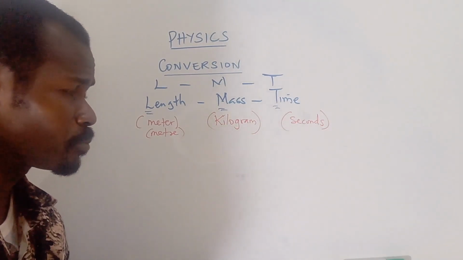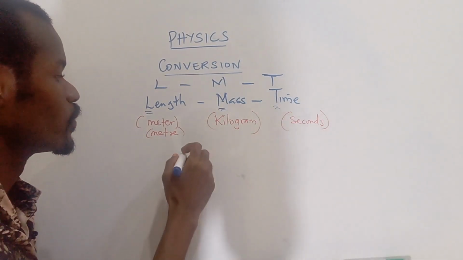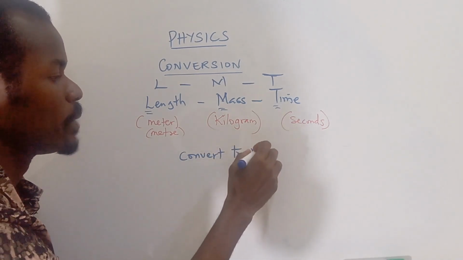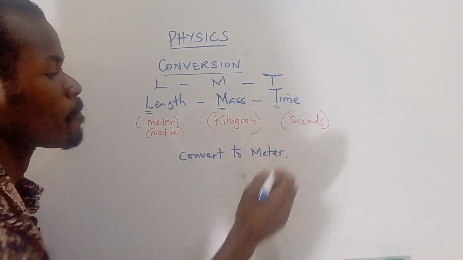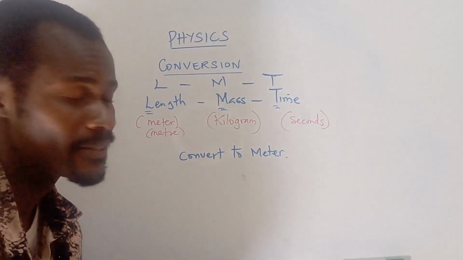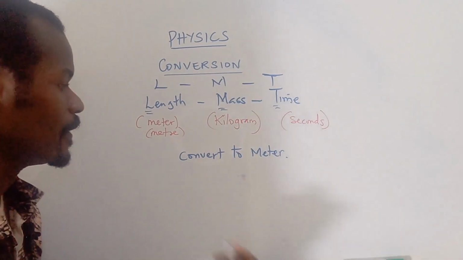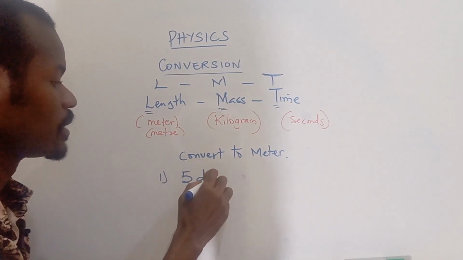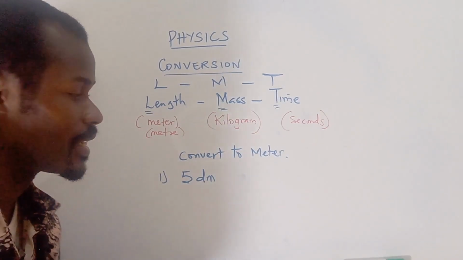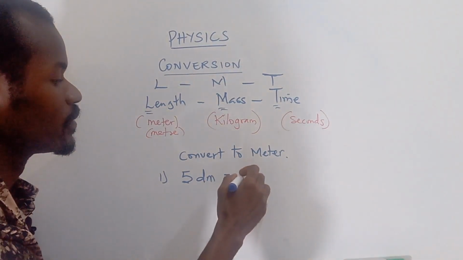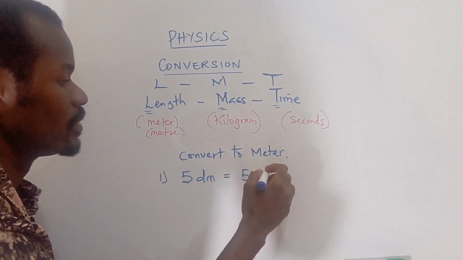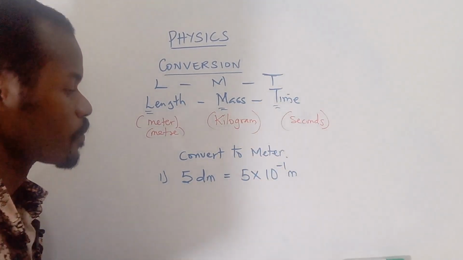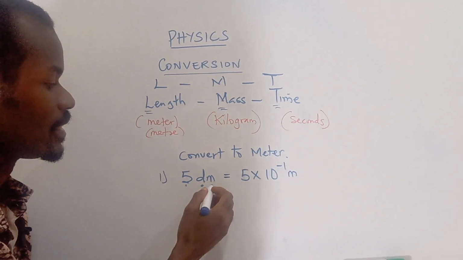All right, so you'll be given simple conversions to do. For instance, we'll say convert to meter. If you are given something like this, that you should convert something to meter, let's start with the basic one. Let's say the first one we have is 5 decimeter. For 5 decimeter, how do we convert it? You want to say it's 5 times deci, which means 10 raised to the power of minus 1, then we have meter.